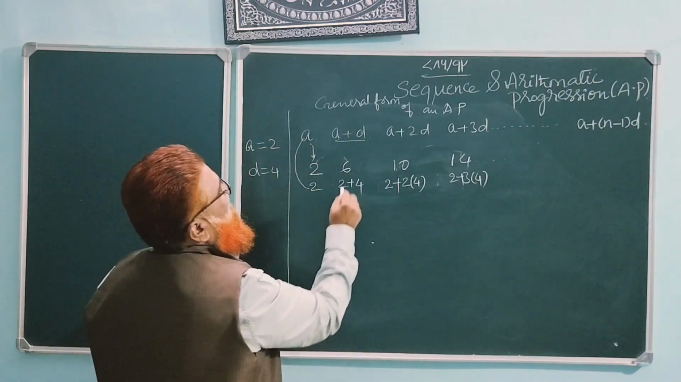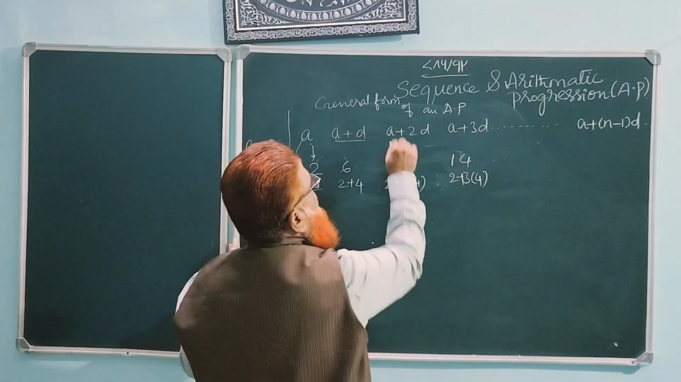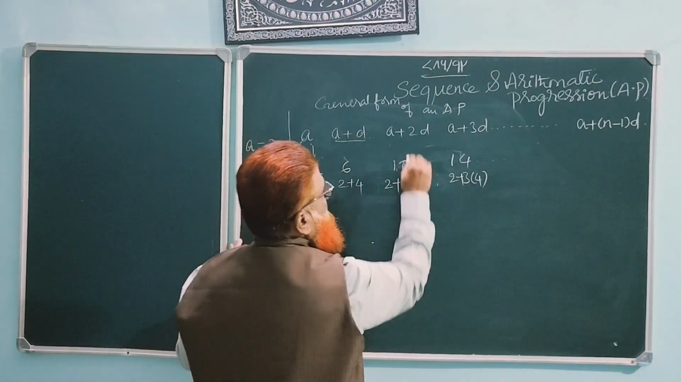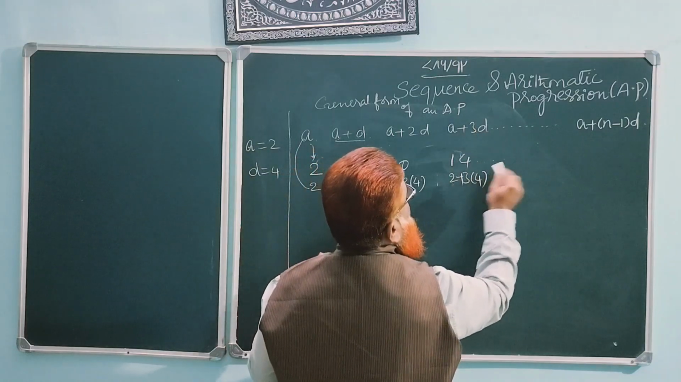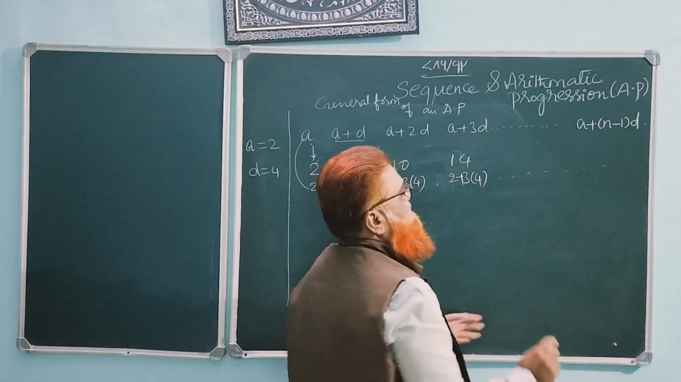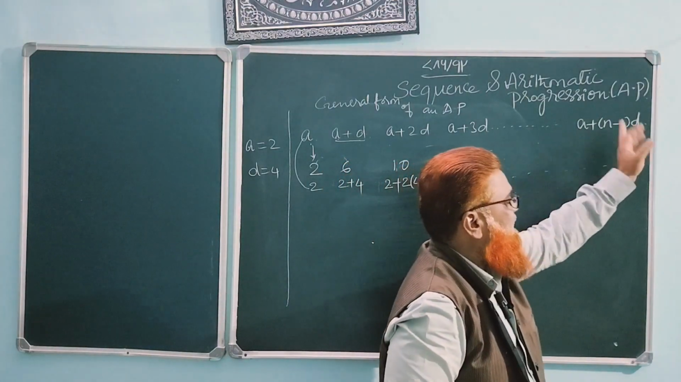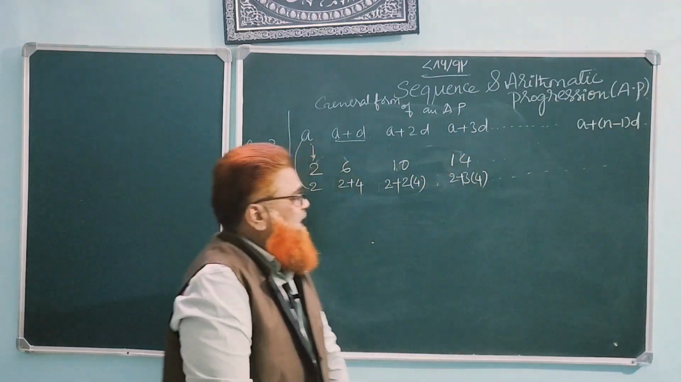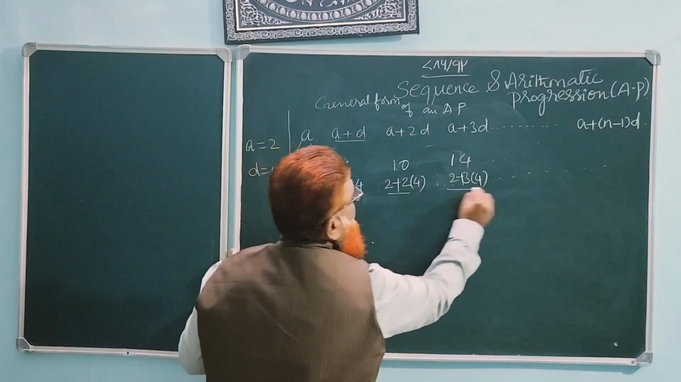A is equal to 2. A plus d, 2 plus 4. A plus 2d, 2 plus 2 into 4. A plus 3d, 2 plus 3 into 4. And so on. This is the nth term. This is called the nth term. Okay. This is the general form, how we write this one.